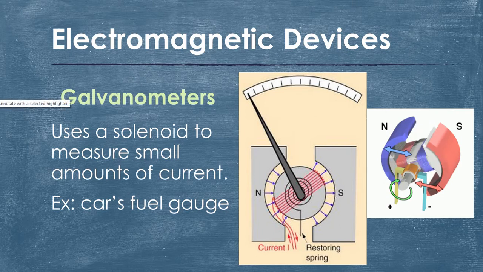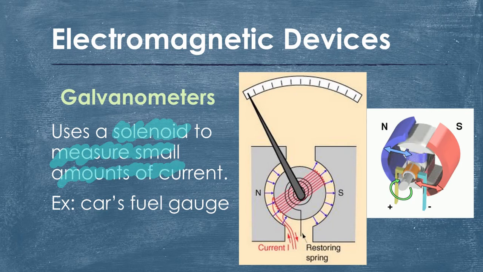So a galvanometer uses a solenoid to measure small amounts of current. An example here would be your car's fuel gauge. It's actually a measure of current that changes you from full to empty.